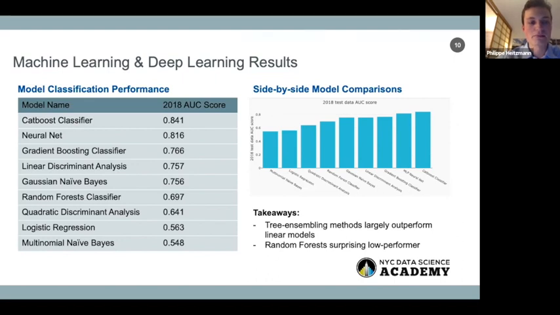So in this case, our CatBoost classifier, which is a tree ensembling method, a more recent one, largely outperformed pretty much everything else, and our neural net was second there, with ROC AUC scores for the CatBoost classifier and neural net respectively in the 0.84 and 0.81 range. The key takeaway really is that tree ensembling methods are, most of the time, going to outperform linear models when you're dealing with these complex relationships in your data.